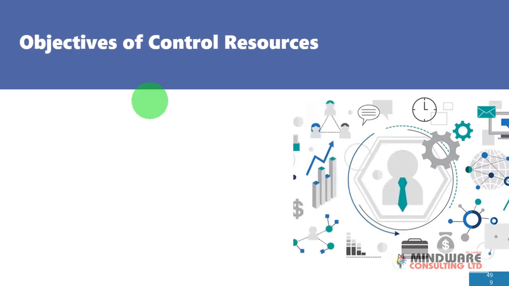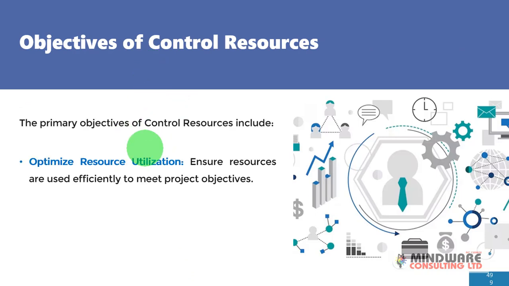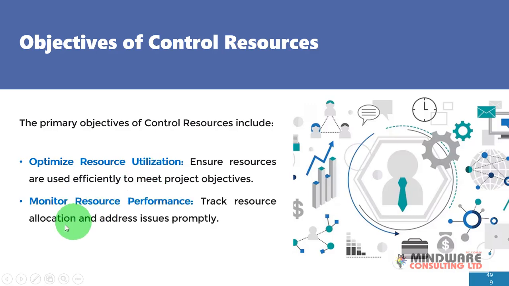Now, what are the objectives of control resources? The primary objectives include optimizing resource utilization. Now, this is very key. This helps to ensure resources are used efficiently to meet project objectives. So you don't want to have misuse or abuse of resources. That's why optimizing resource utilization is a very key objective.